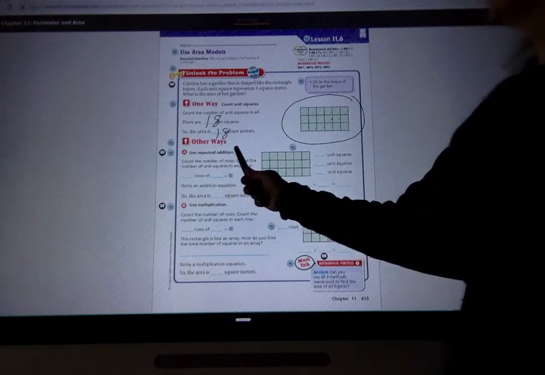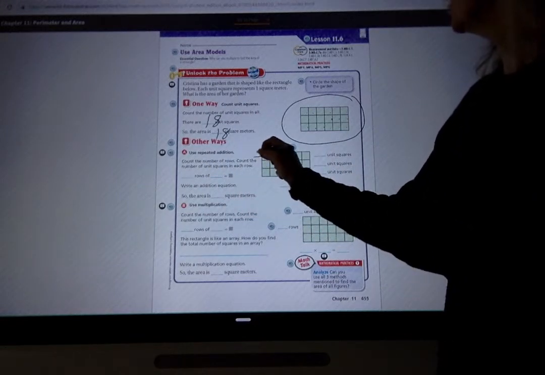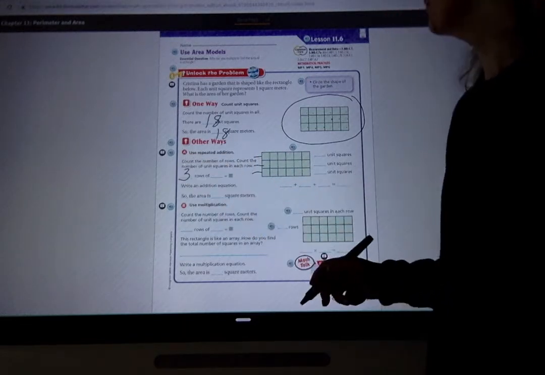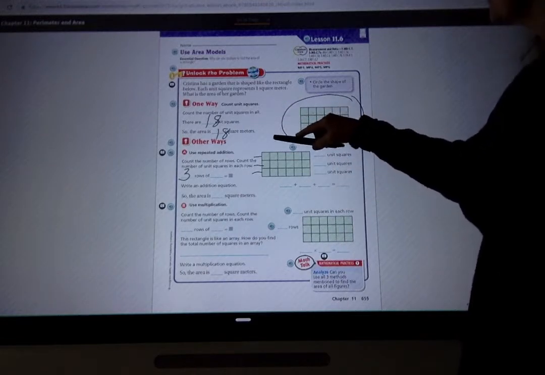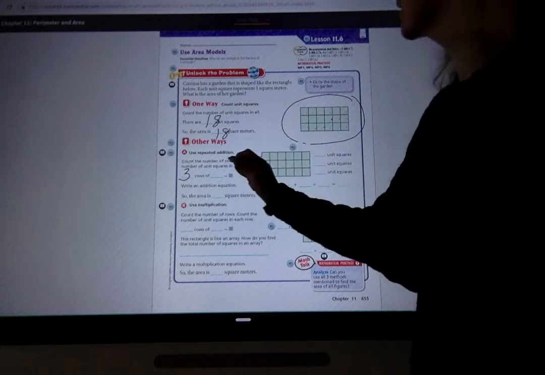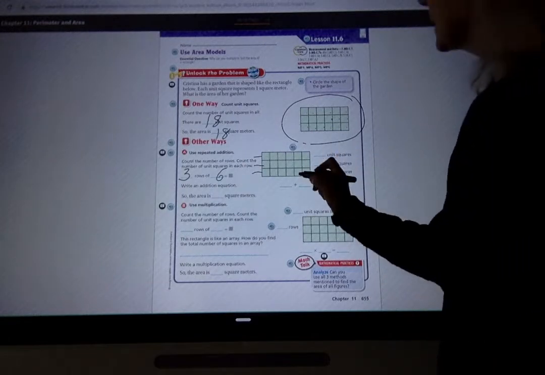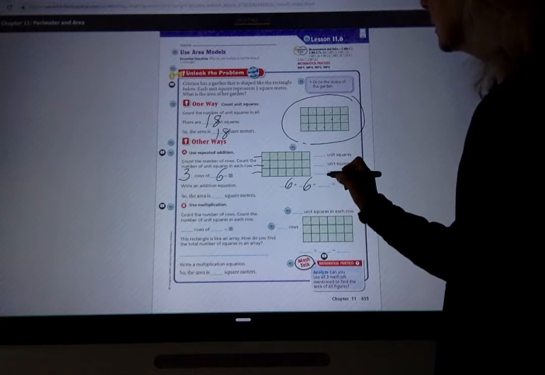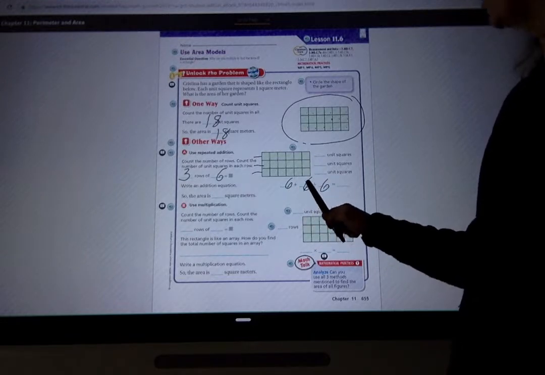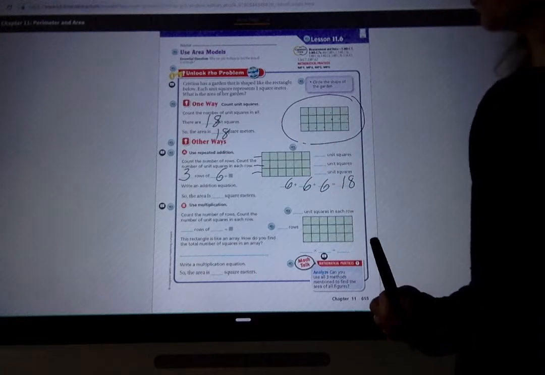We can also use repeated addition. Count the number of rows. Rows go across. 1, 2, 3 rows. And how many are in each row? Those would be our columns. 1, 2, 3, 4, 5, 6. We have 3 rows of 6. So we could add 6 plus 6 plus 6, count by sixes, 6, 12, 18. We get the same answer as we got up here.